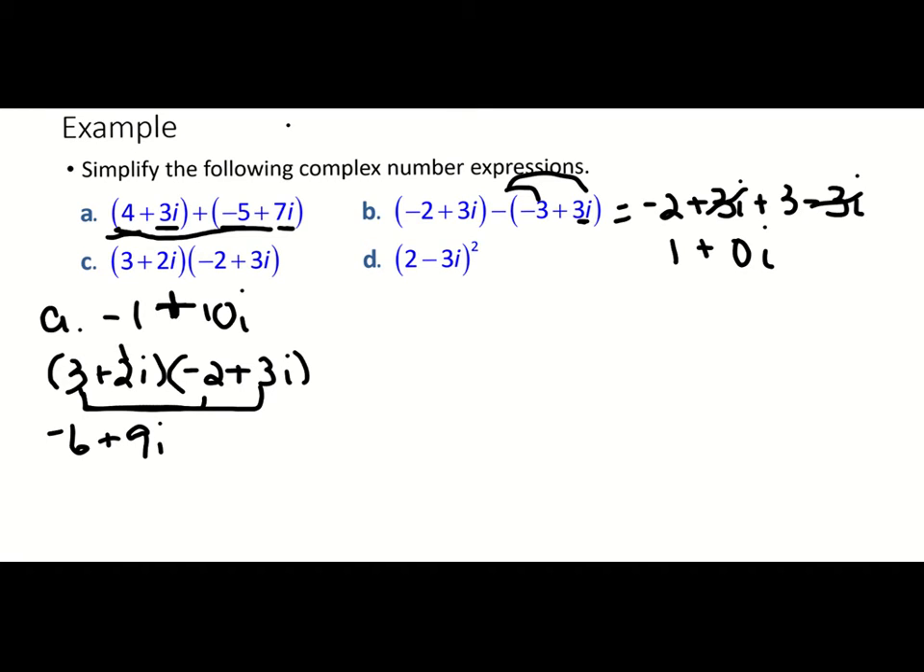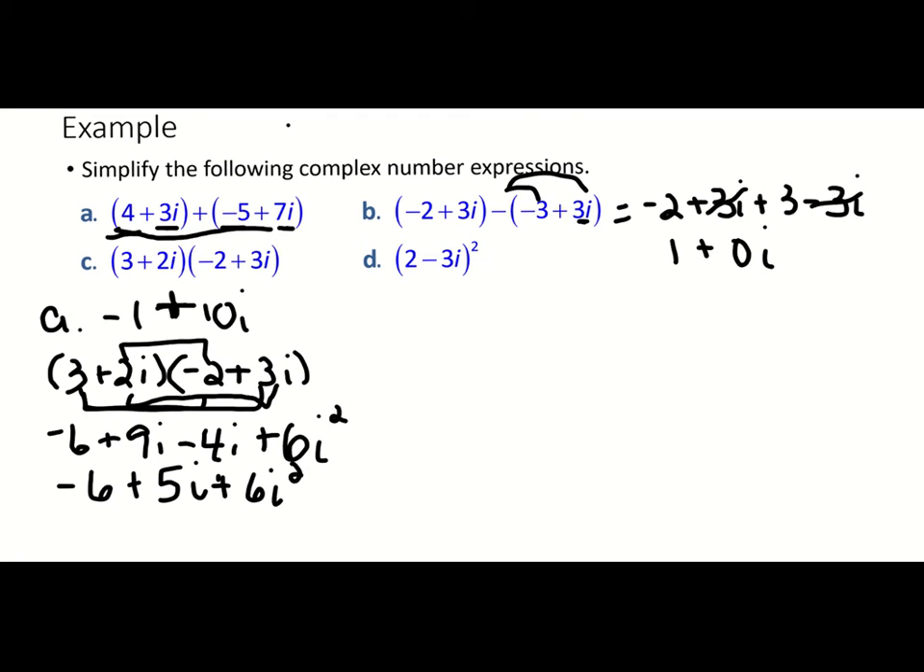And then we'll do +2i times -2. So we get -4i. And then +2i plus +3i is going to leave us with +6i squared. Now, we can simplify the middle terms there. We can simplify 9i minus 4i, and that will give us 5i. So right now we have -6 plus 5i plus 6i squared.